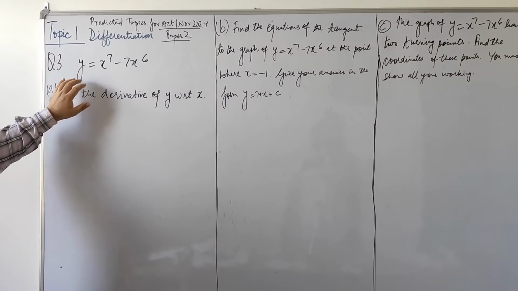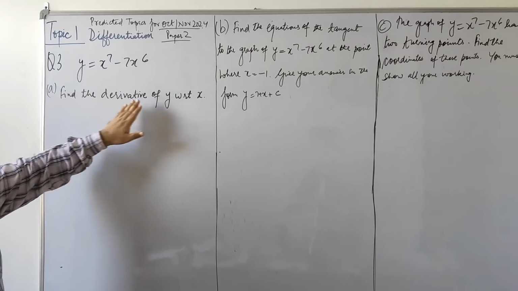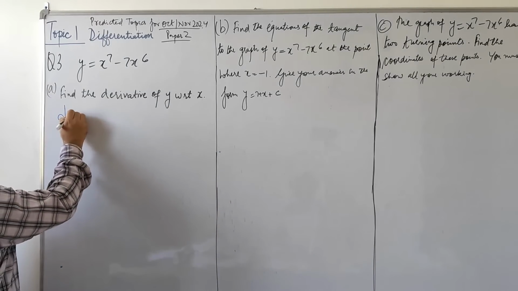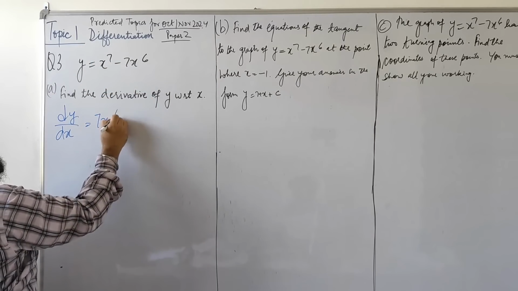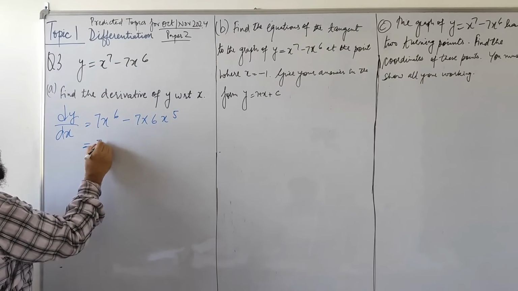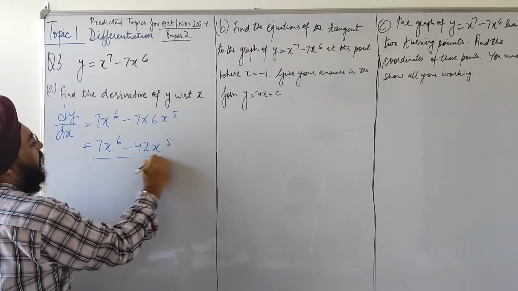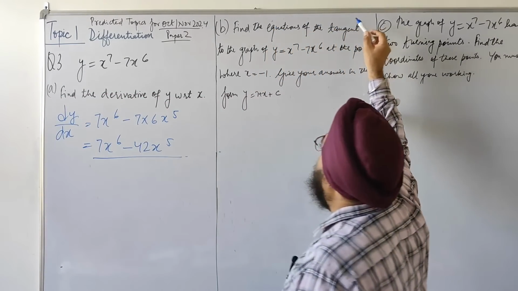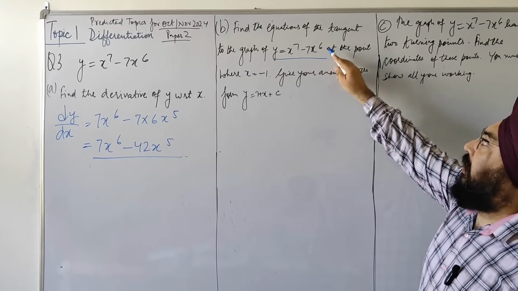Now question number 3, y is equal to x^7 minus 7x^6. Find the derivative of y with respect to x. So we need to find dy by dx, which will be equal to 7x^6 minus 7 into 6x raised to power 5. That is 7x^6 minus 42x^5.